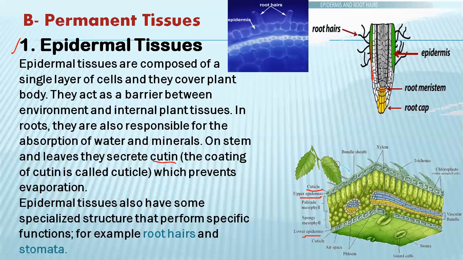Then epidermal tissues also have some specialized structures that perform specific functions, for example root hair and stomata. If we talk about roots, these epidermal cells have root hairs which absorb water, and in leaves they have stomata. Stoma is singular and stomata are plural, so they have these structures for exchange of gases.